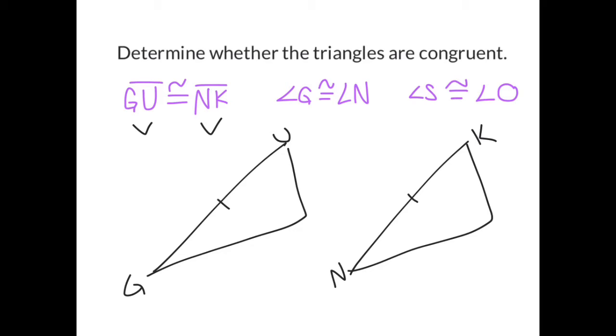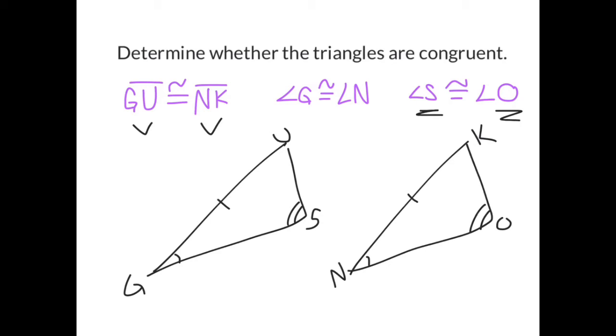Next piece of information says angle G is congruent to angle N, so I get to mark that congruency. And then these new letters are showing up, S and O, so that's going to tell me that I'm going to label my missing angles in each triangle with an S and an O. It doesn't technically tell me which triangle to put it in. It doesn't really matter, so I'll make it an S and then an O, but those are congruent, so they're going to get marked as congruent also.